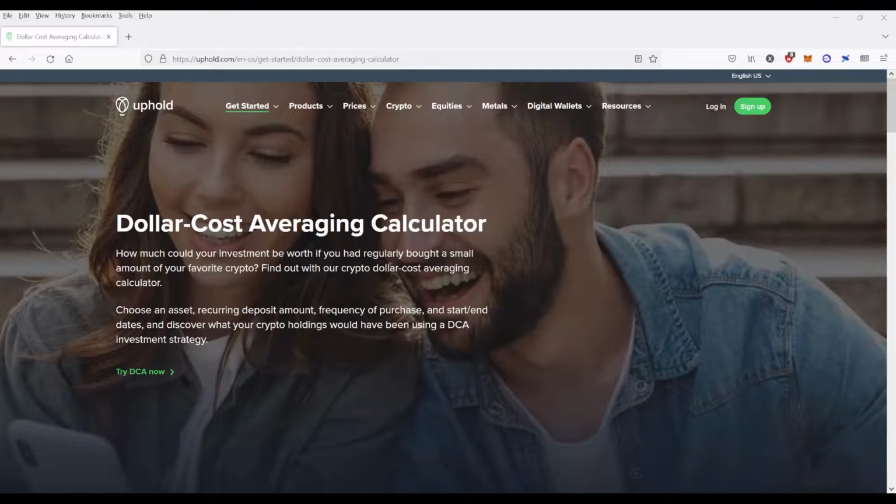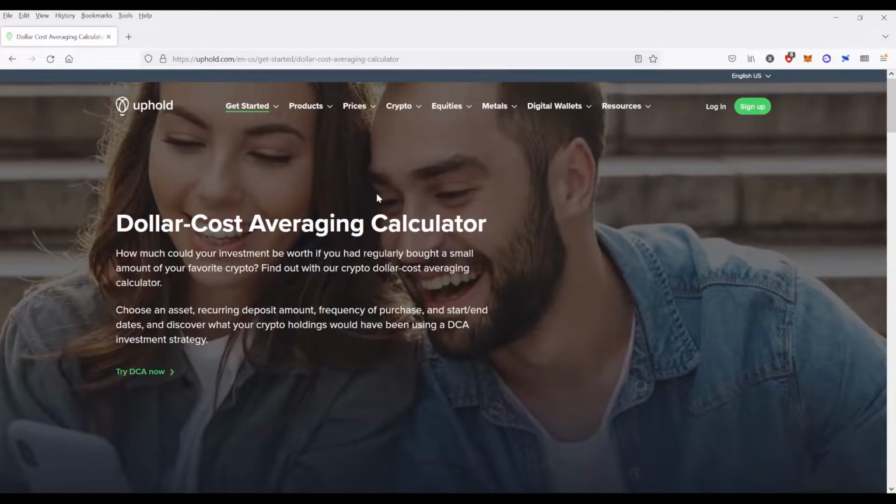I want to talk to you today about the dollar cost averaging strategy for Bitcoin and cryptocurrencies. So, I like to go over here to Uphold. Uphold's a website that allows you to do a DCA, a dollar cost averaging calculator. And I like to put together an idea of what I expect my dollar cost averaging to look like over a set period of time.